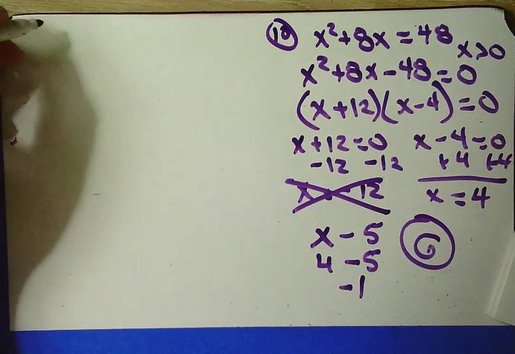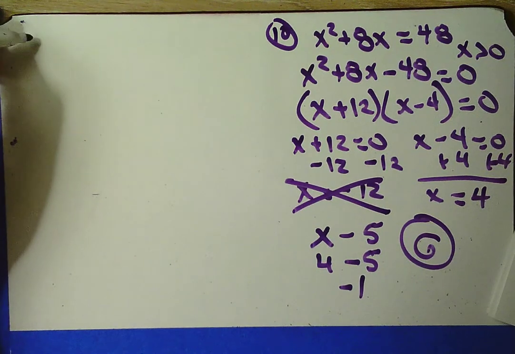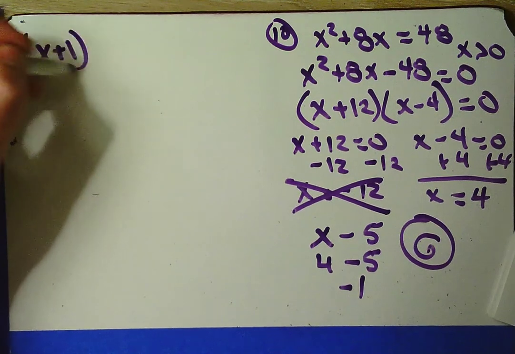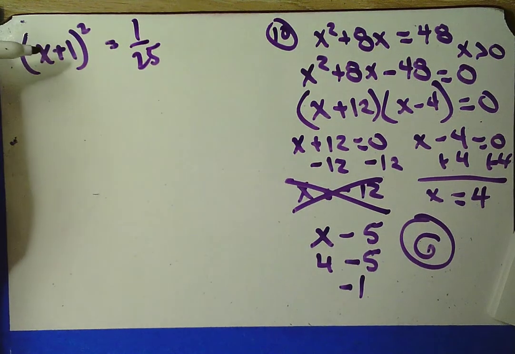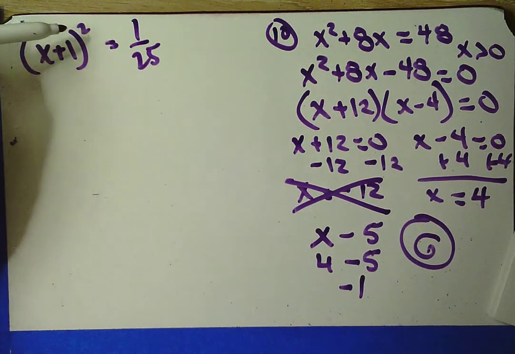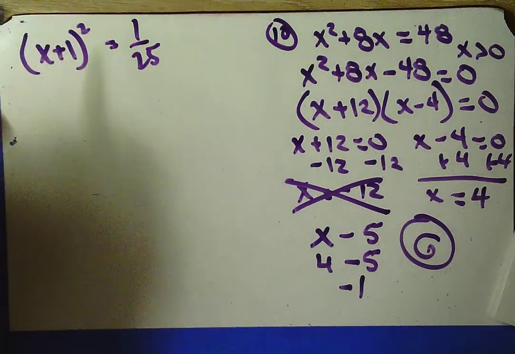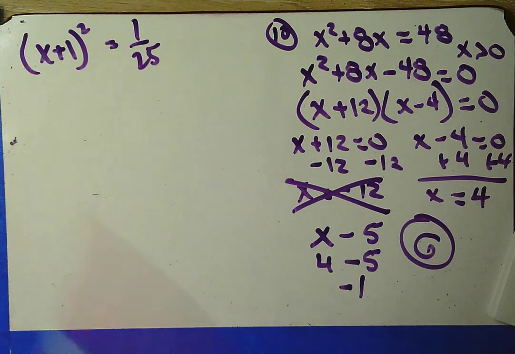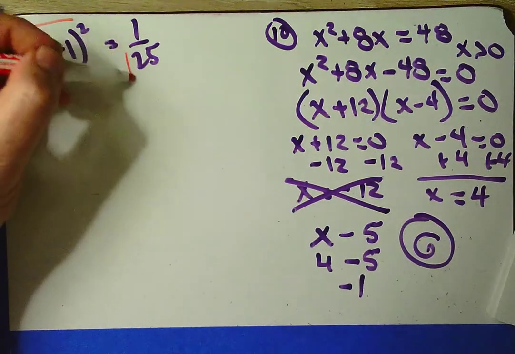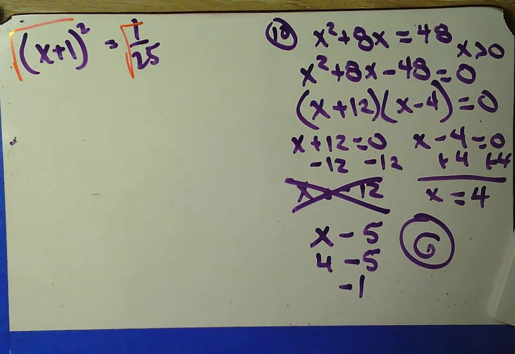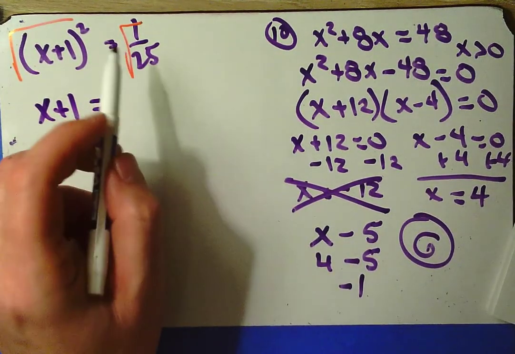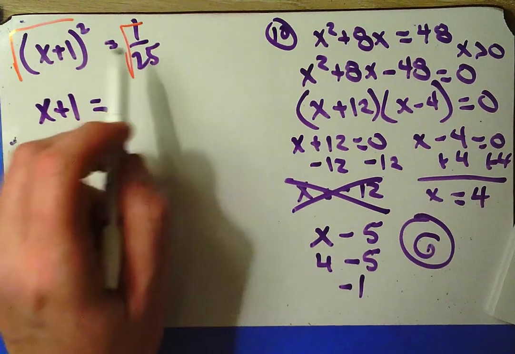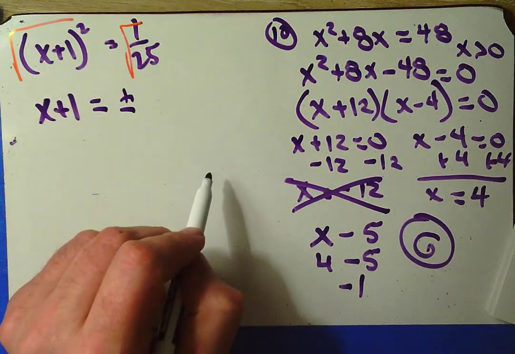Problem 11. Which of the following solutions are the solutions to the quadratic equation x plus 1 squared equals 1 over 25? Well, here, in fact, I'm not going to FOIL both sides. Instead, I'm going to take the square root of both sides. So if I take the square root of both sides, on the left-hand side, I'm going to end up with x plus 1. And on the right-hand side, remember, because I took the square root of both sides of the equation, I now have a plus and minus.